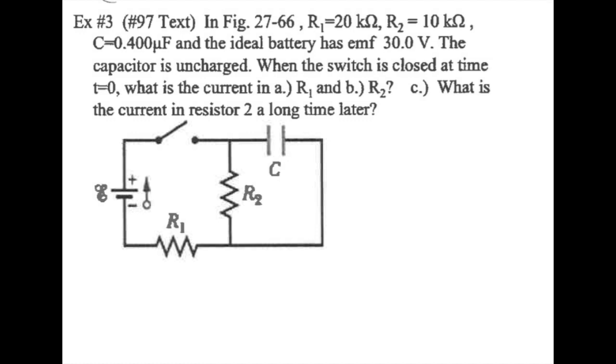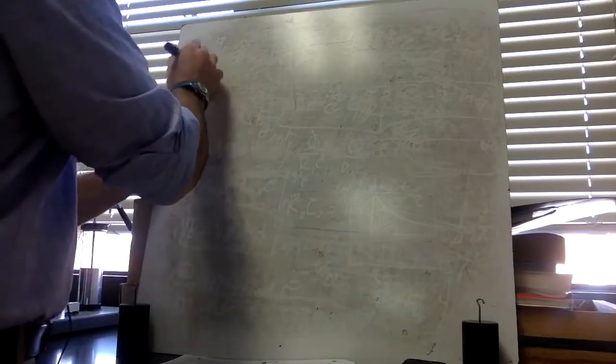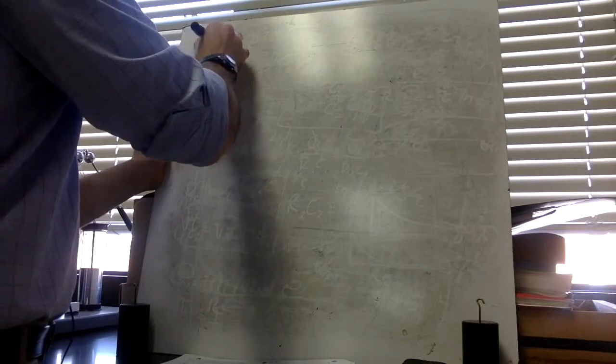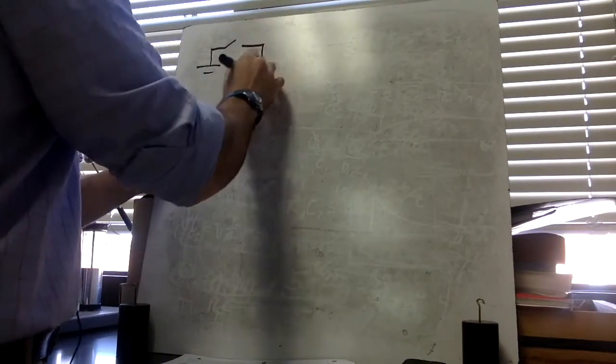Okay, now let's take a look at example 3. Before, when we were looking at RC circuits, like in the part 1 packet, we had things charging to either 0, the current was always going to 0. It was either charging or discharging. But in example 3, we now have a little bit more of a complicated circuit.